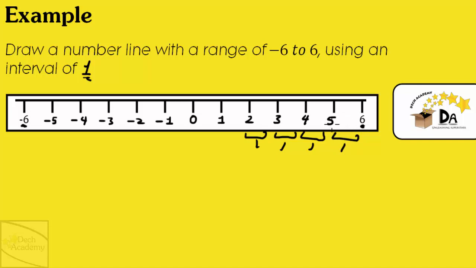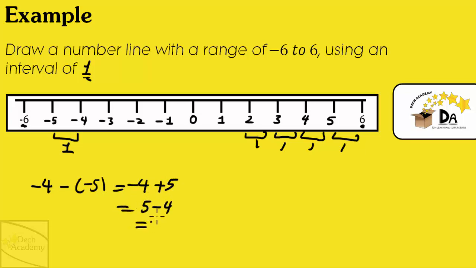If I take these two numbers, taking the smaller one from the larger one, so taking 5 from 6 is 6 minus 5, which is 1. Considering the same thing here, taking -5 from -4 gives 1, because that's -4 minus -5, which is -4 plus 5, which is the same thing as 5 minus 4, which is 1. So we have a complete number line with a range of -6 to 6 and an interval of 1 as required by the question.